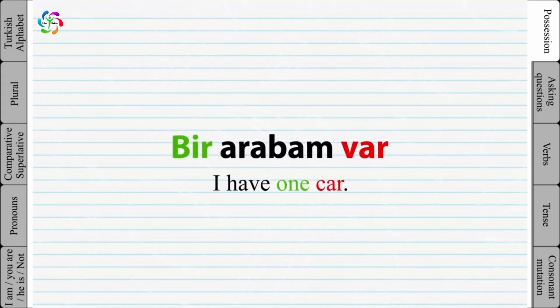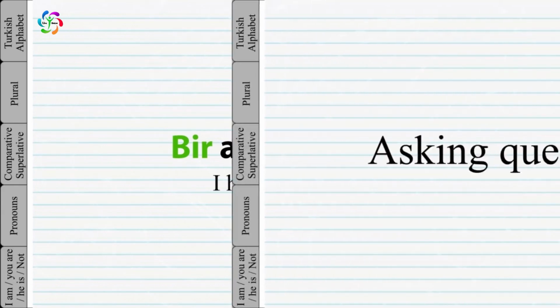Look at this example. I have a car. Instead of saying a car, in Turkish, one car is used, since there's no equivalent word for the indefinite article a in Turkish.